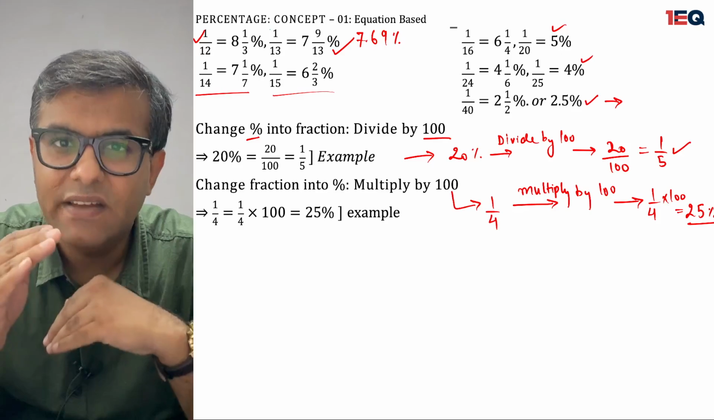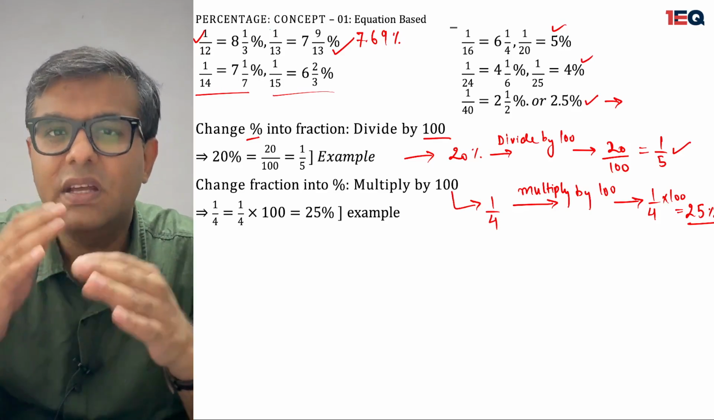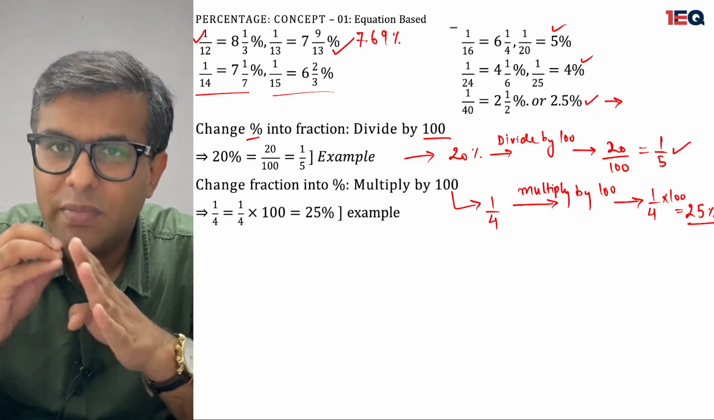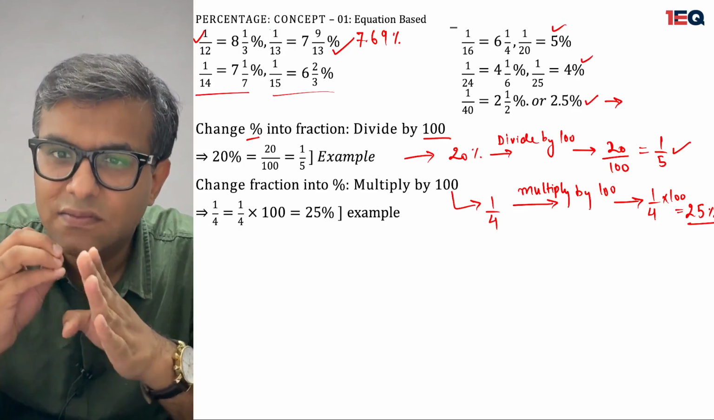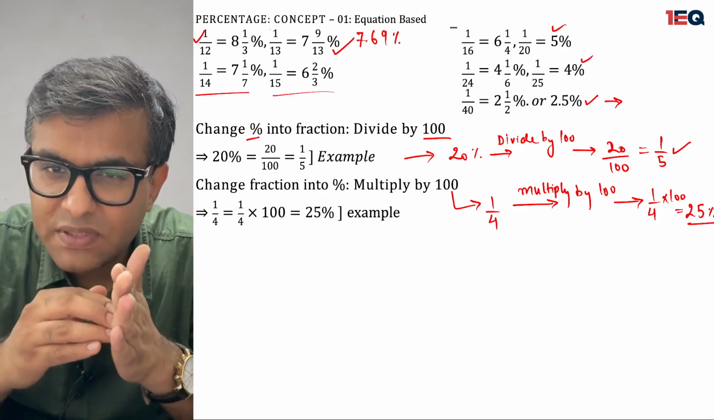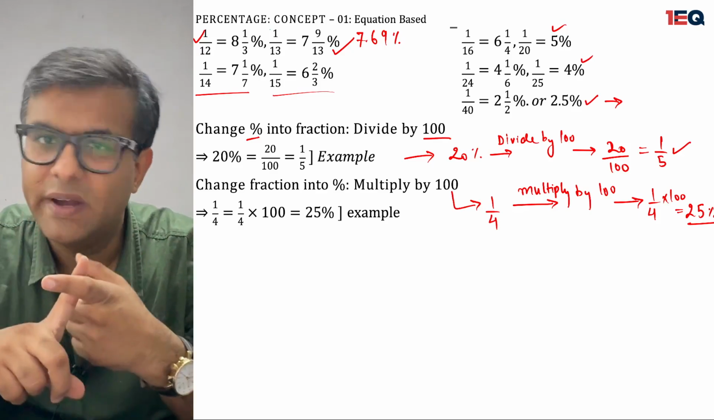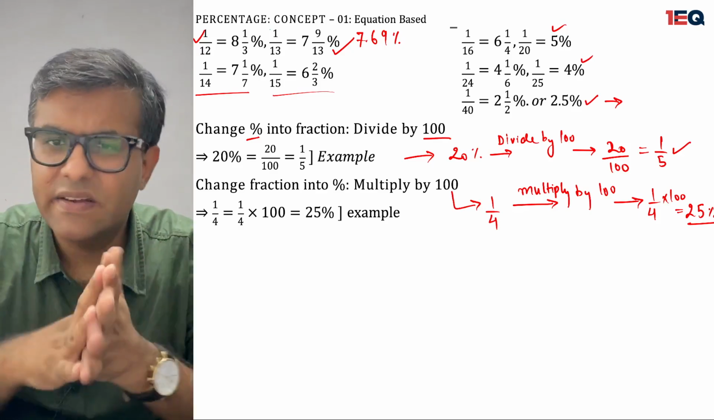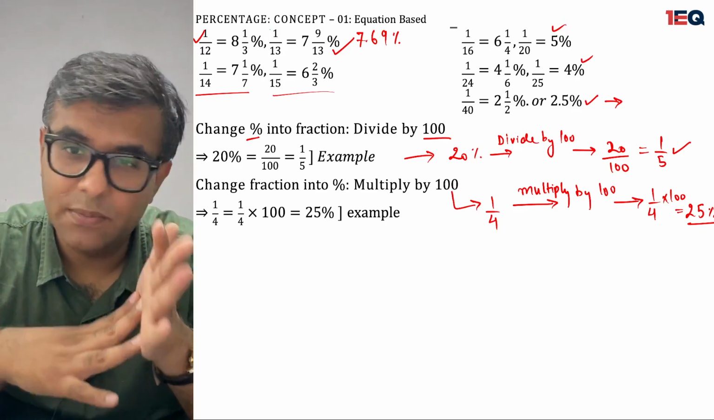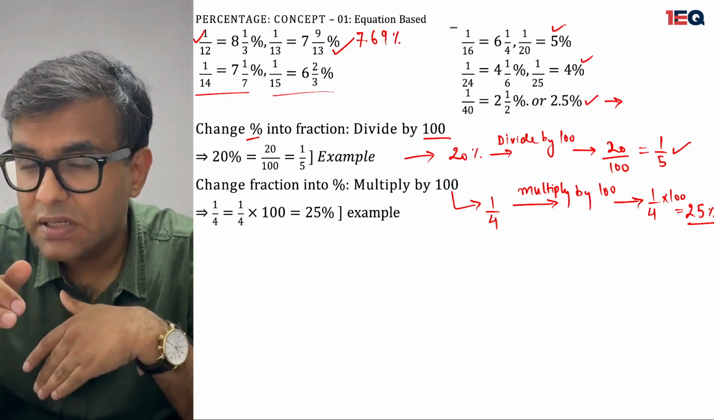1 by 14 is 7 1 by 7%. 1 by 15 is 6 2 by 3%. 1 by 16 is 6 1 by 4%, or 6.25%. 1 by 17, 18, 19 not required right now. 1 by 5 is 20%. 1 by 25 is 4%.